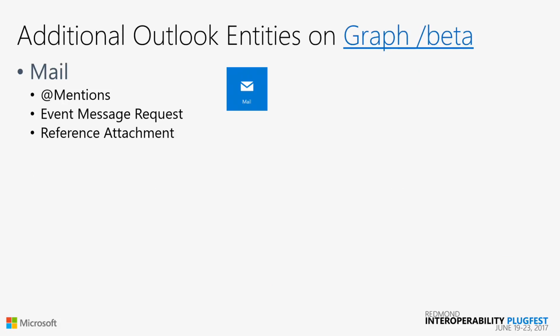Graph has a beta endpoint as well, where we first light up our features. So once you go from an Outlook endpoint into the Graph beta endpoint, stuff gets baked over there. This endpoint has the latest and the greatest features through Graph.